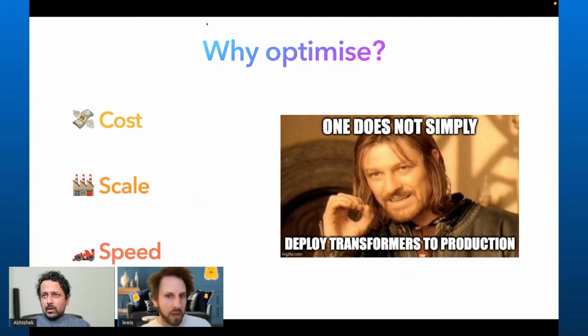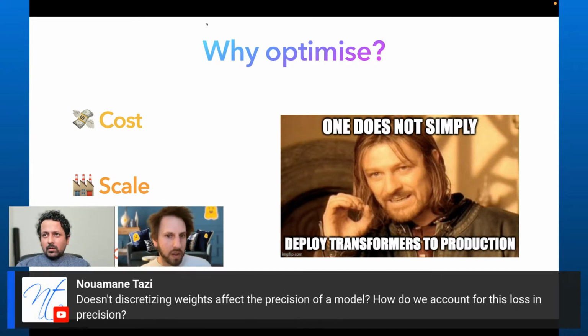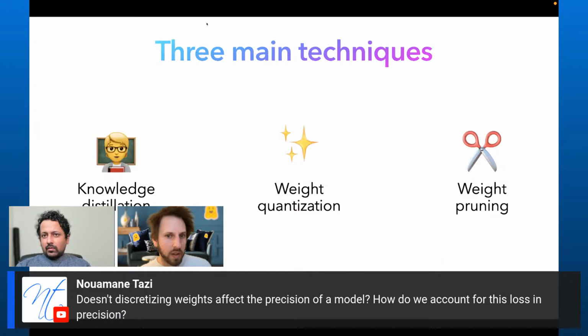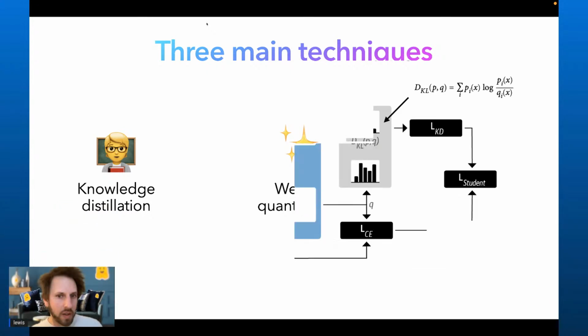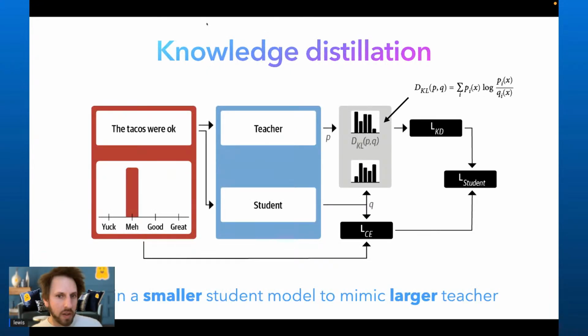Okay, another question that we have is, doesn't discretizing weights affect the precision of a model? How do we account for this loss in precision? Yeah, that's a great question. I'll actually cover that when we get to weight quantization. Sure, then let's move a little bit further and then we take more questions. Awesome, great, thanks. Cool, so let's start with knowledge distillation.